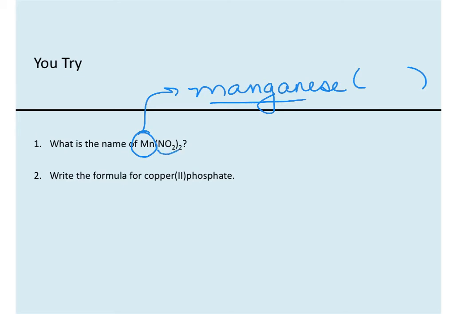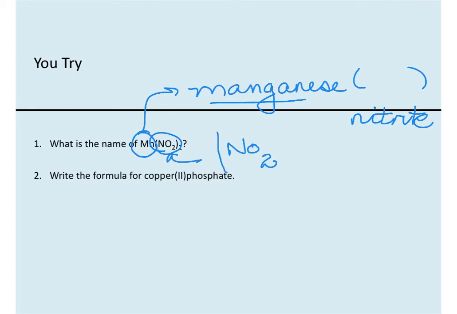I'm going to recognize that this is a polyatomic NO2, and I'm going to look on my list because I probably haven't had them memorized yet. I'm going to see, okay, that is nitrite. So I know that it's going to be manganese, some Roman numeral, nitrite. So now I have to figure out the charge on the manganese in this compound.